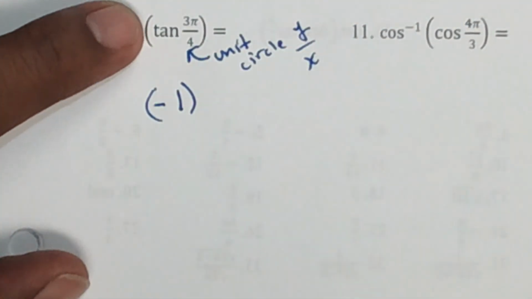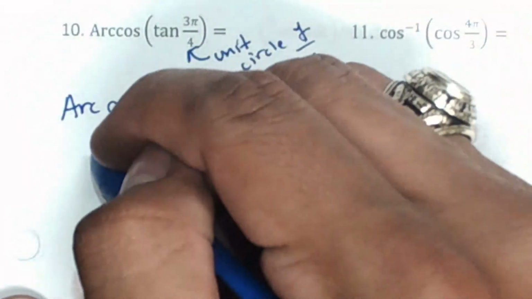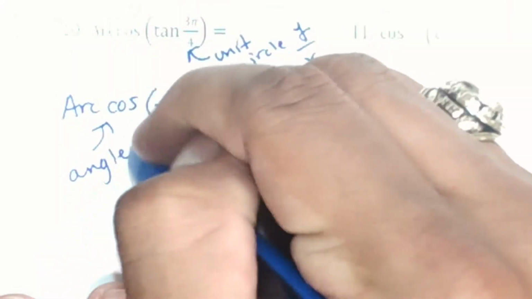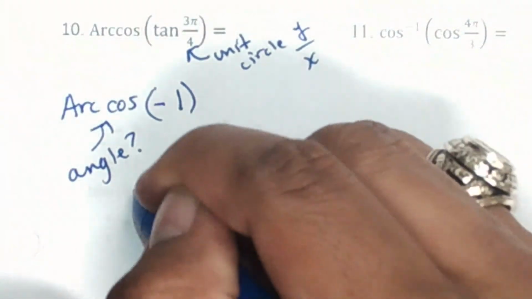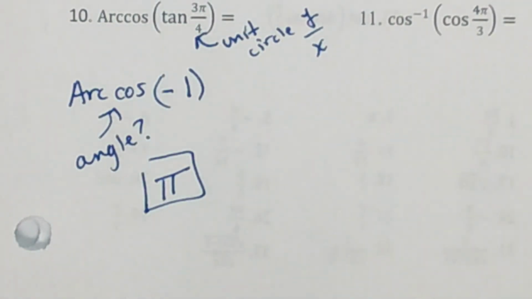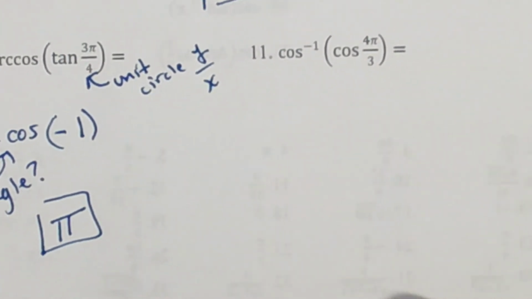So since we figured out the inside, now we can figure out what is arc cosine of negative 1. So this is asking you, what angle gives us the x value of negative 1? Well, x value of negative 1 goes to the left one, and that ends up being pi. So remember, in this class, if you're doing arc or inverses, you leave it in radians. Don't change it to degrees. Don't tell me it's 180 degrees. Leave it in radians.